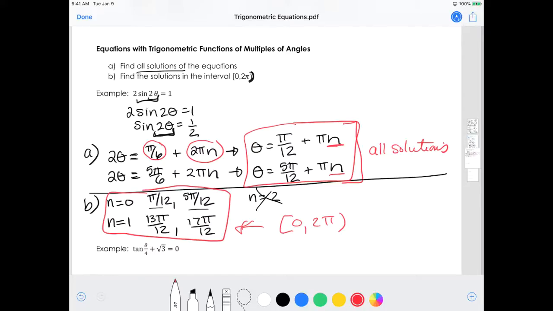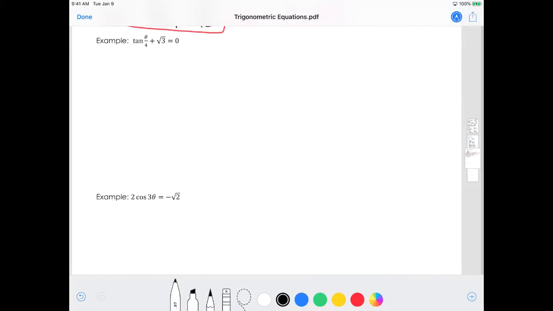Now, if you're not comfortable with this and you want to convince yourself that this works, you can plug in pi over 12 into our original equation and see if it works. So if I put in pi over 12 for theta, I would get 2 times sine of 2 theta, so 2 times pi over 12, which would be pi over 6. Sine of pi over 6 is a half, so I would have 2 times a half, and then I would get 1, so it works. And you can try that with each of those values to make sure it works, if you want to convince yourself that it's true.